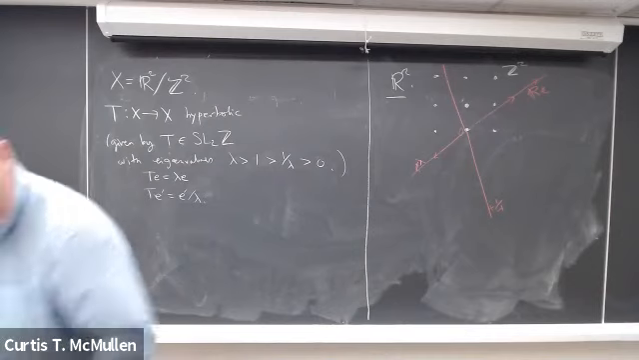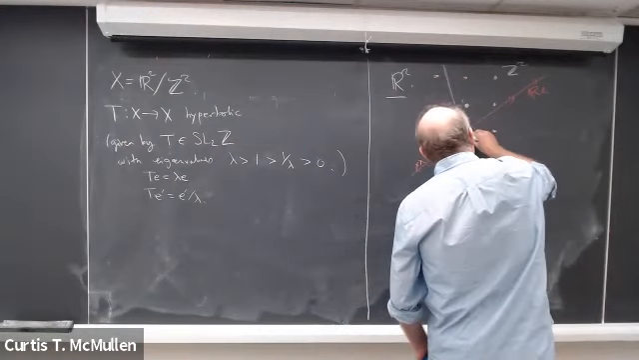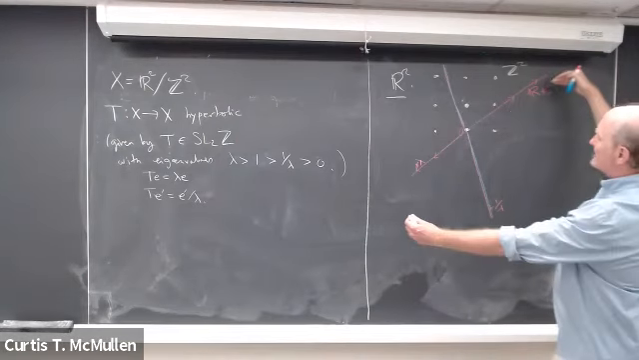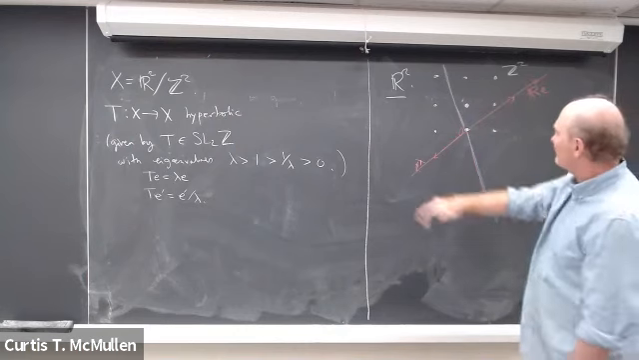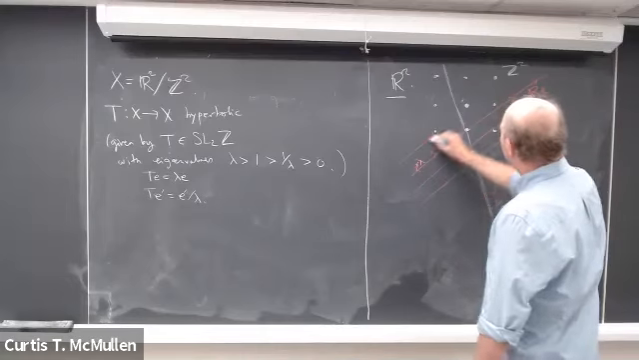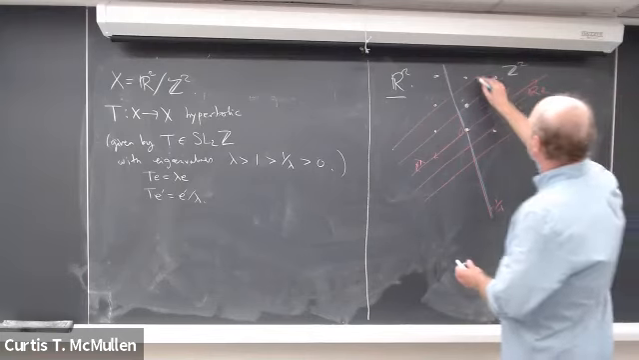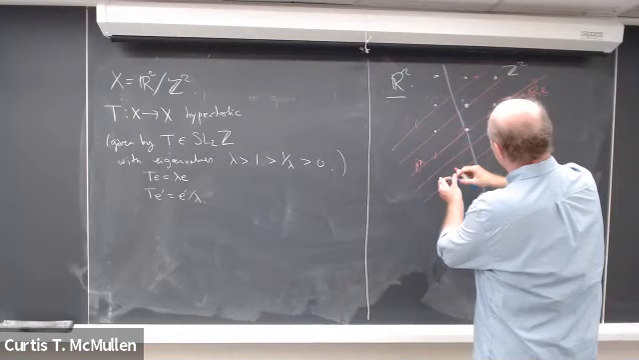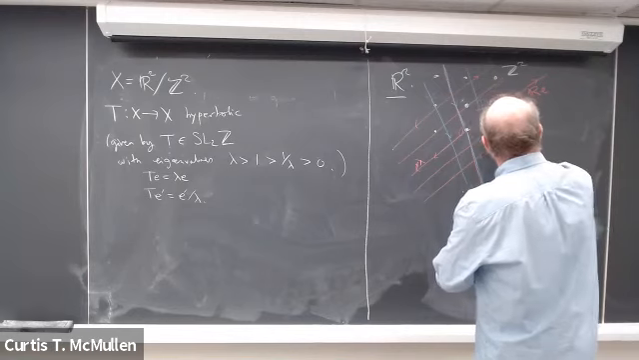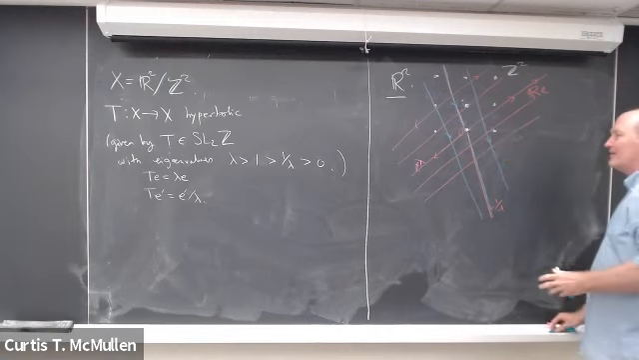Anyway, let me try to fix that. Okay, so the mapping is diagonal with respect to the basis coming from these two eigenvectors. So it preserves the foliation of R2 by parallels of the expanding direction. And it also preserves the foliation by parallels of the contracting direction. So all the red lines are sent to red lines and the blue lines are sent to blue lines.